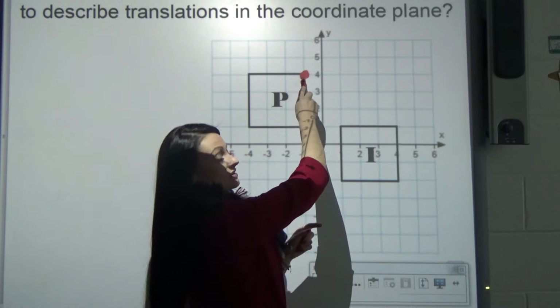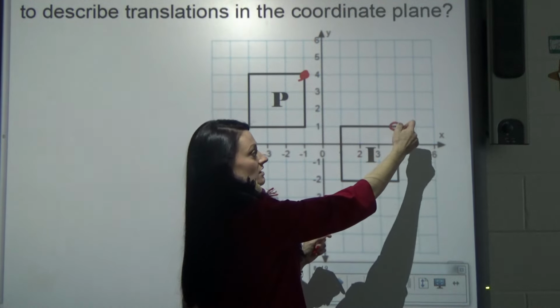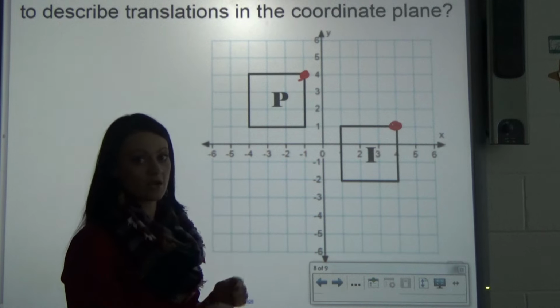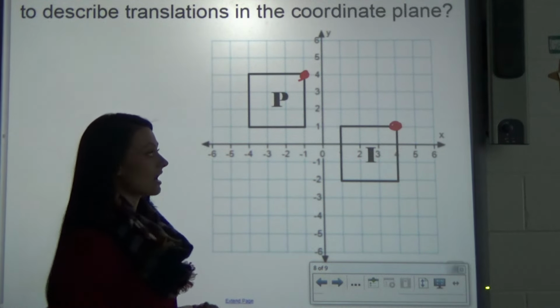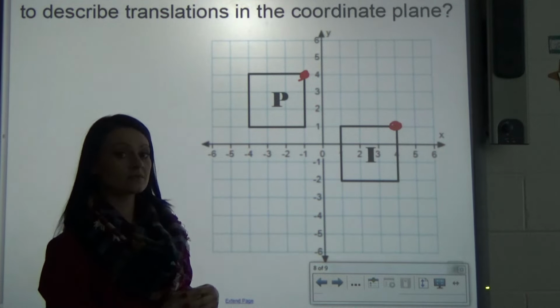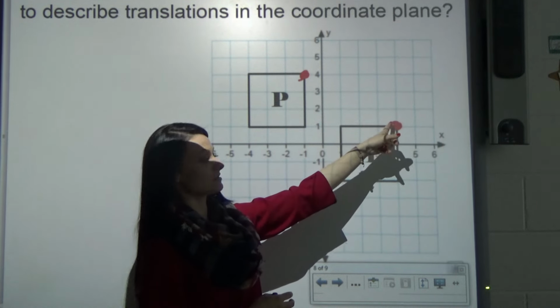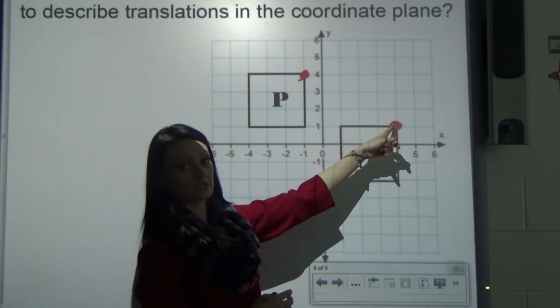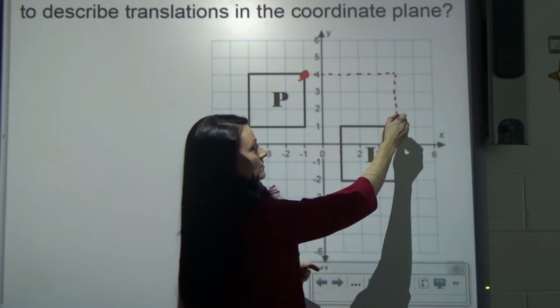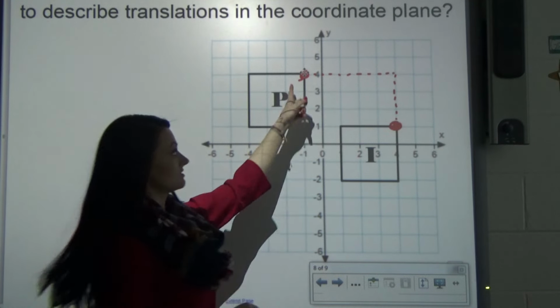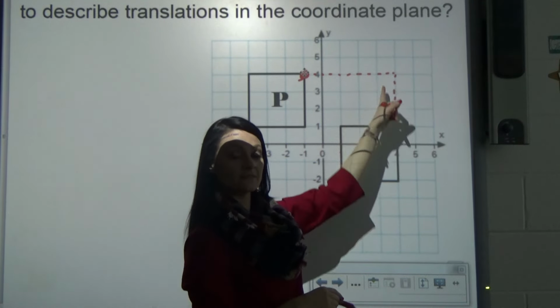So if I'm using this top right corner, when I look at the image point, I also have to use the top right corner. So for us to write arrow notation, I'm going to try and figure out how I would move from this point here down to the image point. So my movement that I'm going to describe is this movement to the right and this movement down.